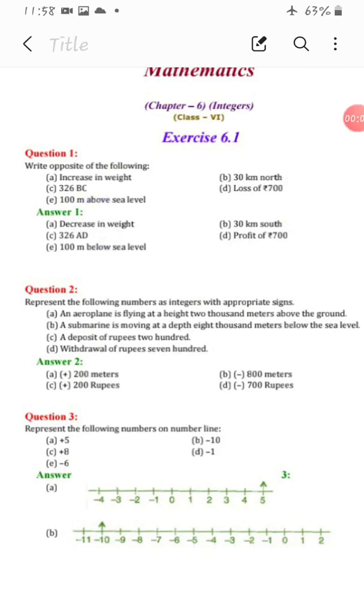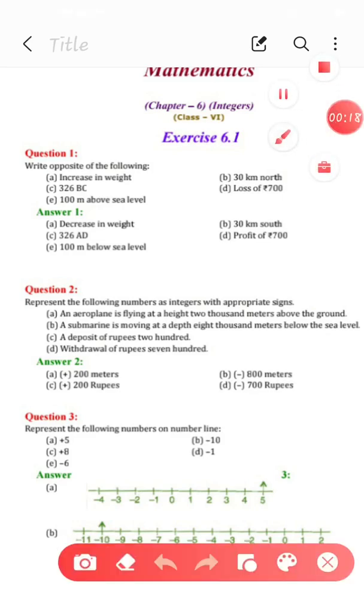Now let's proceed to question number 2. Question number 2 is given, represent the following number as integers with appropriate signs. So here are some statements and we have to see whether, according to the statement, the number should be positive or negative. It is given here, an aeroplane is flying at a height 2000 meter above the ground. So the word above is there, so obviously positive, therefore plus 2000 meter.